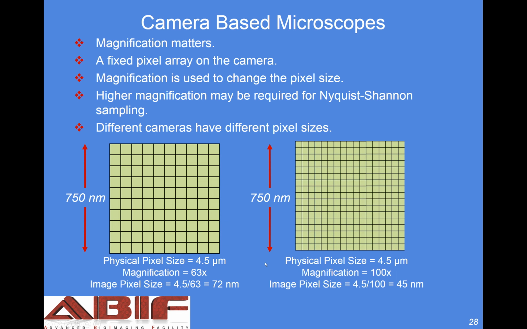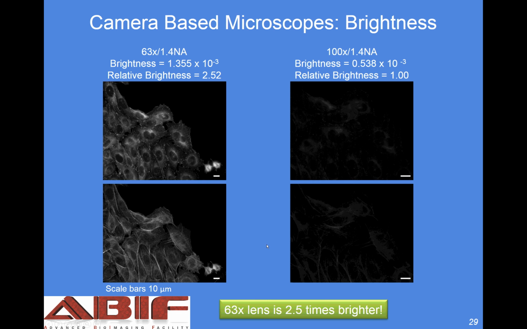However, if you remember, we had mentioned brightness earlier, and brightness is inversely related to magnification squared. So this is an image taken with the 63x lens. This is focal adhesions and actin filaments. And this is the same region of the same sample, but with the 100x lens. And this is zoomed in more because your field of view is going to be smaller. The camera chip size doesn't change, so if you're magnifying more, then you're looking at a smaller region of the sample. And the 63x lens is actually 2.5 times brighter. So you can see the image is quite a bit brighter.